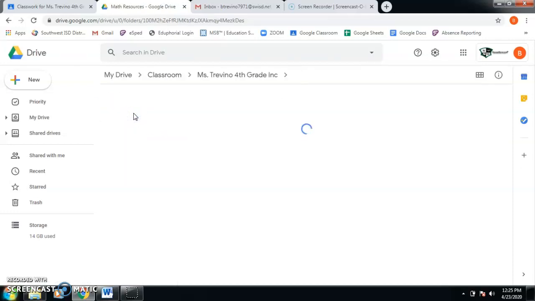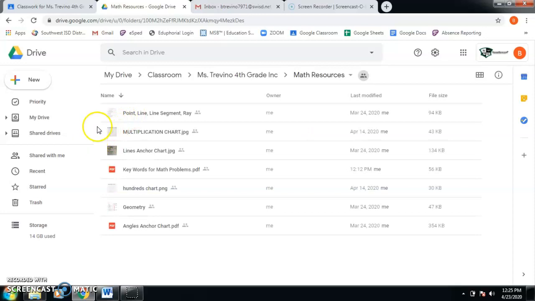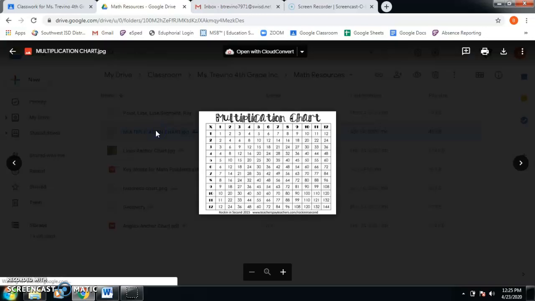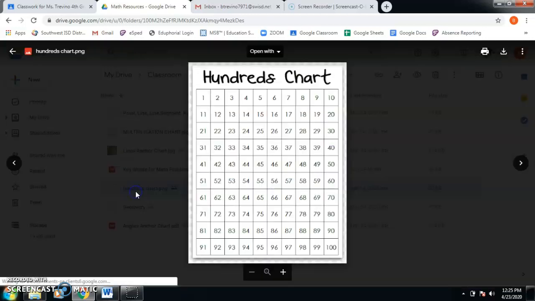I know right now y'all are going over word problems. So I put in a multiplication chart. Okay, so this you can use for your multiplication chart to help you with multiplication. And then I also put in a hundreds chart. Okay. So use those resources.